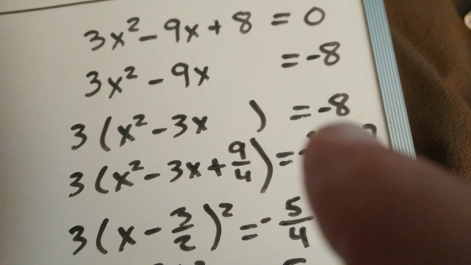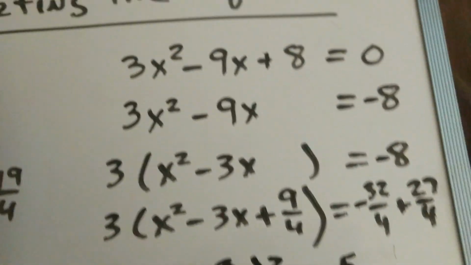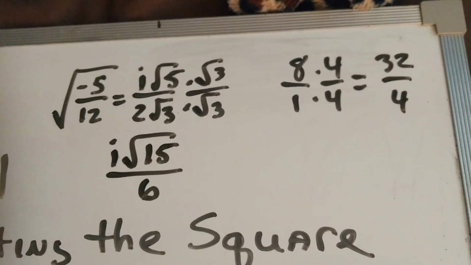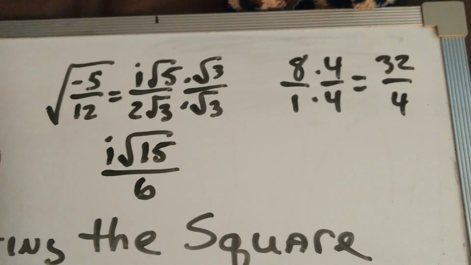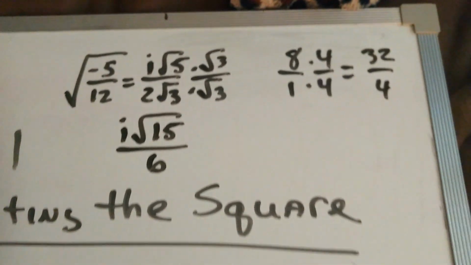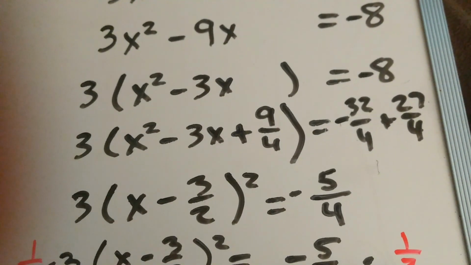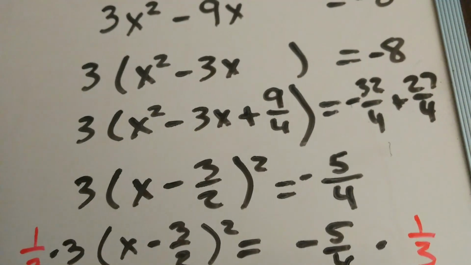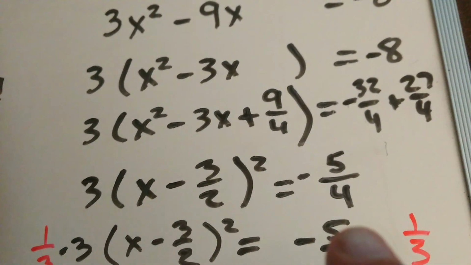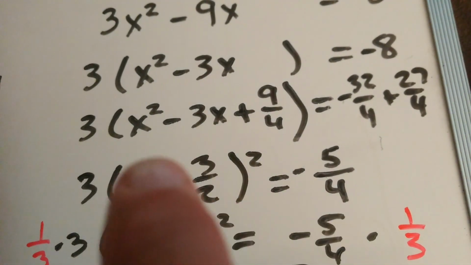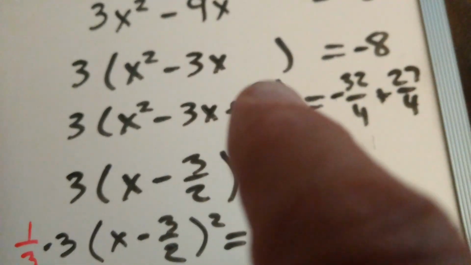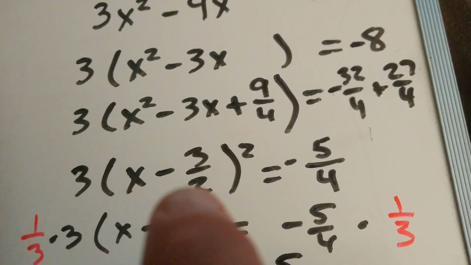Also, let me show you how I changed negative 8 to negative 32/4. All I did was realize I want 4 on the bottom, so I multiply 1 by 4. If I multiply the bottom by 4, I got to multiply the top by 4. That gives me 32/4. That's how I got that negative 32/4. But when I add these two together here, I then get negative 5/4. Remember, square root of the first term, keep the middle sign, square root of the last term. That's how we get this.